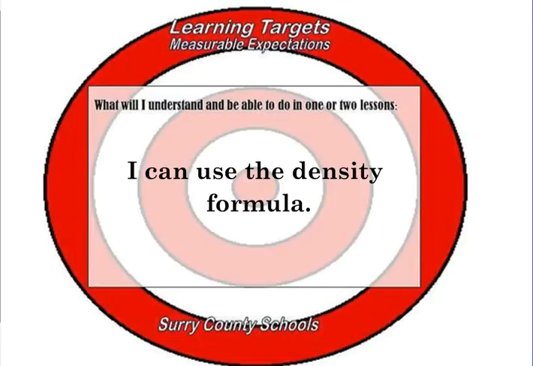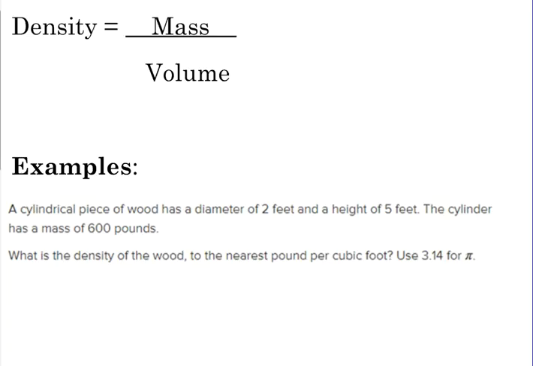So some of you may already know what the density formula looks like, but if you don't, here it is. Density is equal to the mass divided by the volume. An easy way to remember that is DMV, like the Division of Motor Vehicles, where you go get your license. DMV: density equals mass divided by volume. So that's our formula. Let's look at some examples that go along with that.